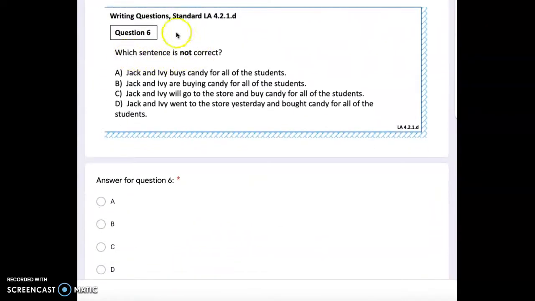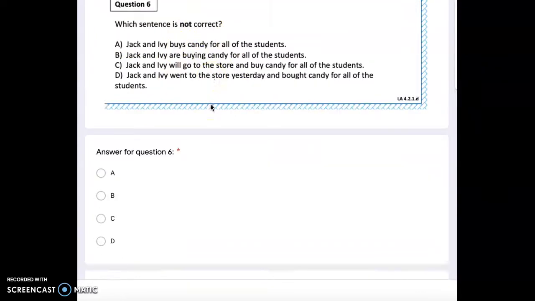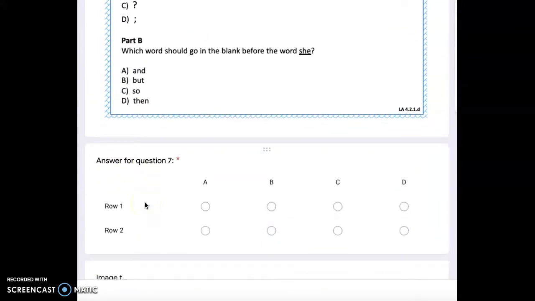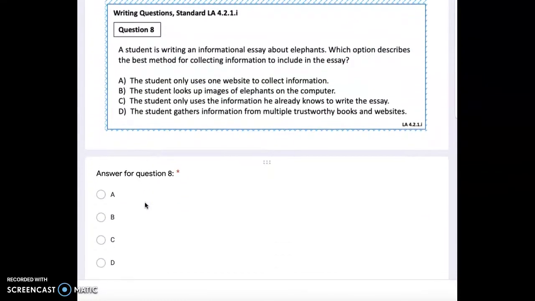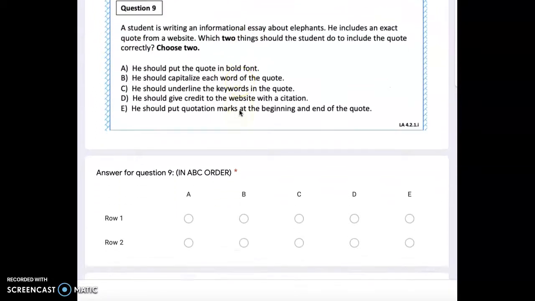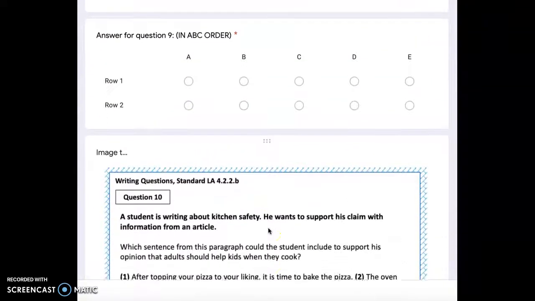Which sentence is not correct? Part A and Part B, punctuation. Question 8, question 9, choose 2, put them in ABC order, please.